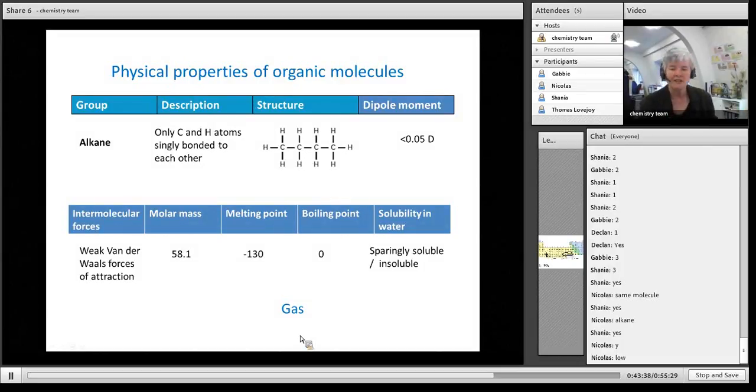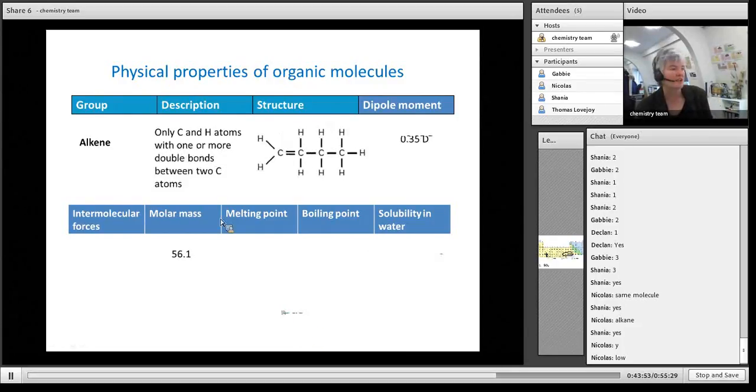So if you get given butane and butanoic acid, and you're asked to differentiate between them, well, you could say butane's a gas and butanoic acid will be a liquid, and we'll get onto that now.